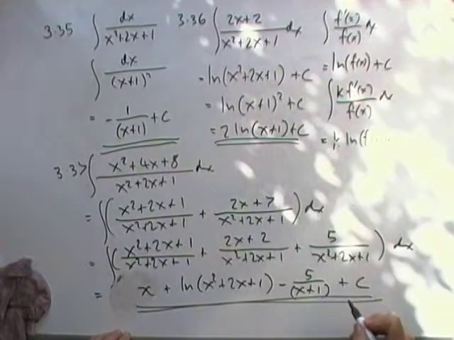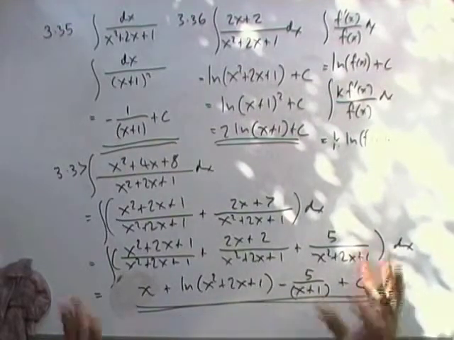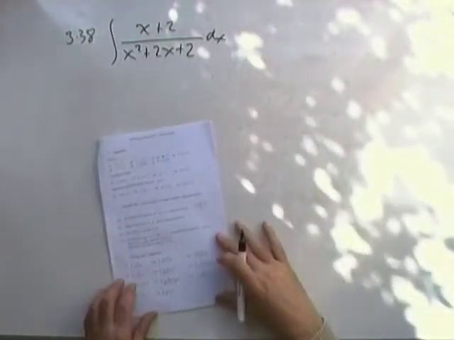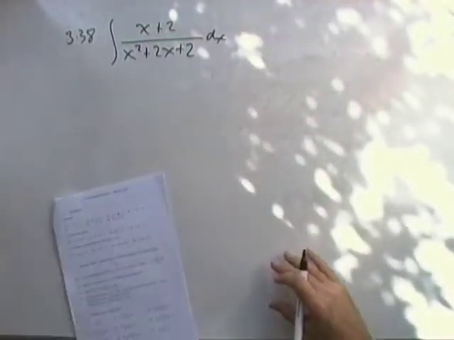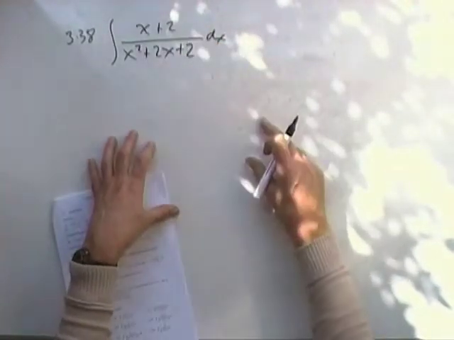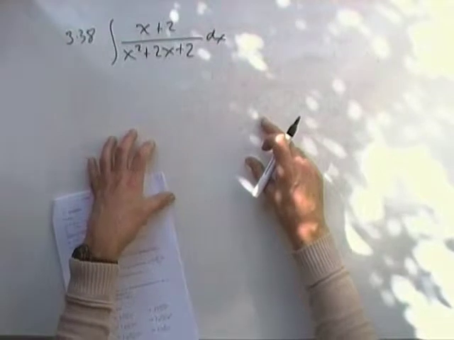Splitting it all up. Right, pause. Right, board cleared. 338 now. Right, for this one. Now, the point about this one is that it's quite close to the derivative of the bottom.